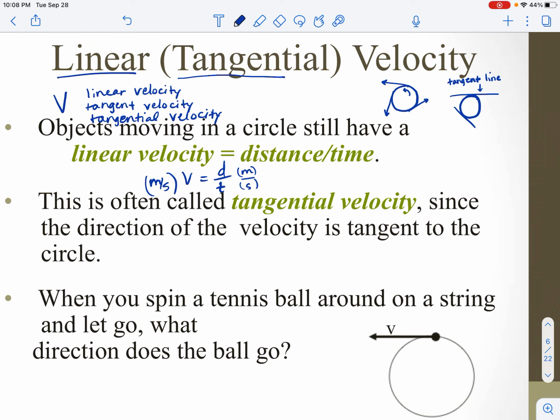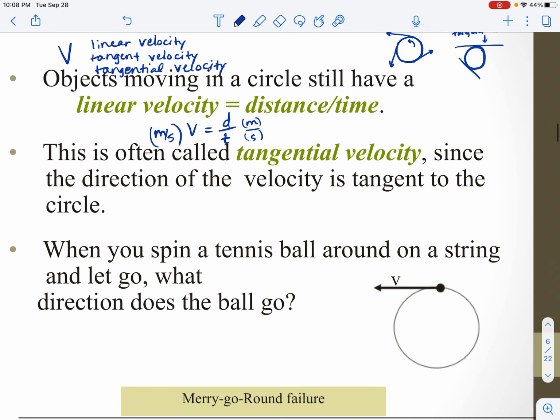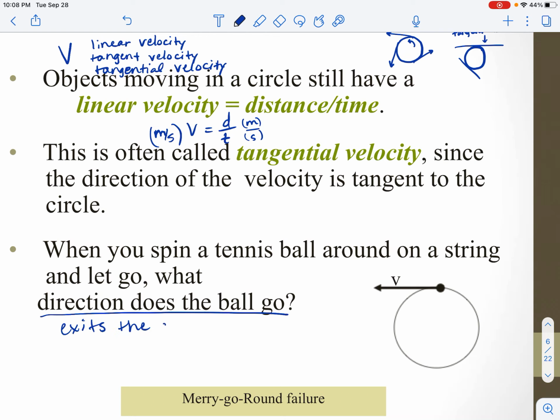Okay? So if you let go while your lanyard is moving towards the ceiling, then your ID is going to fly straight up in the air. If you let go while your ID is moving to the right, then your ID is going to go flying off to the right. And so what we need to now understand is that linear velocity, or that tangent line velocity, represents the direction that the ball will go if it exits the circle or leaves the circle.